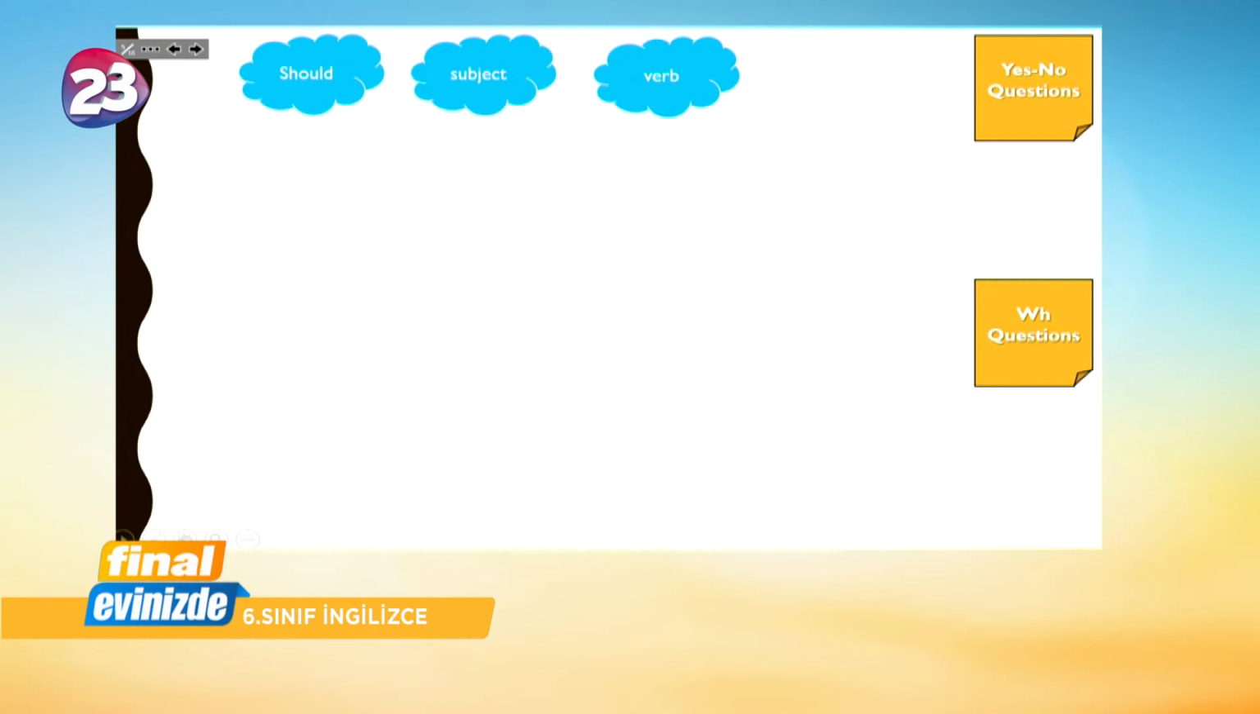Now we are going to learn yes-no questions. It's so easy, only we are going to change should and subject places. We are going to bring should to the beginning of the sentence, and we are going to write subject here. Normally, should was here and subject was in the beginning of this sentence. What did we do? We changed the places. Okay, should, subject, verb, and rest of the sentence. Okay, let's have a look.